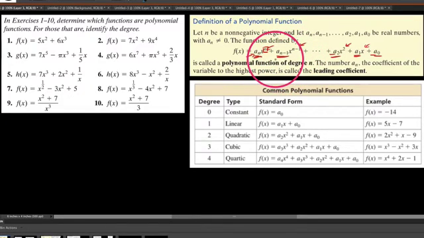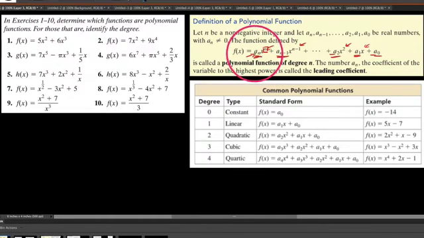So what I'm interested in doing in this is identifying which functions over here on the left are actually polynomials, and furthermore, what their degree and leading coefficient would be. I guess we just want to find the degree, but I'm going to ask you for both here. So looking at number one here, we ask, is this a polynomial function?